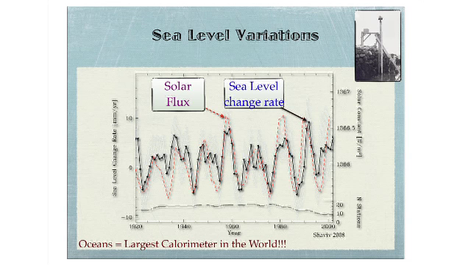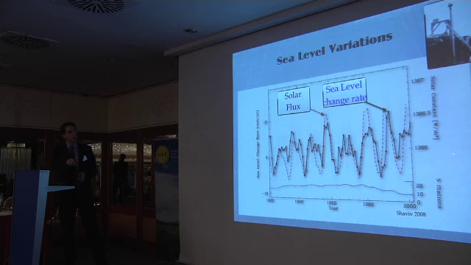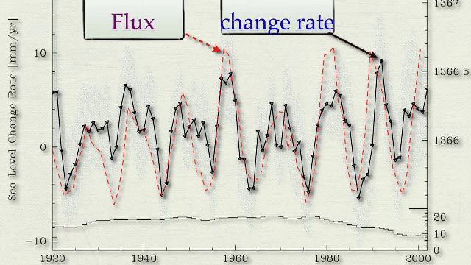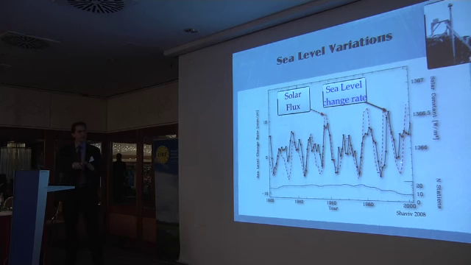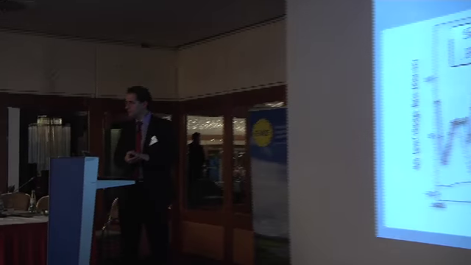Now, if you look at the past 80 years, what you see is that the solar variations, which are in dashed red, vary together with the rate of change of the sea level. So when the sun is more active, the oceans are expanding. When the sun is less active, the oceans are contracting. Of course, this graph has an average which is above 0, which implies that the oceans have been expanding over the 20th century. The sea level has been rising. But this has nothing necessarily to do with the sun.